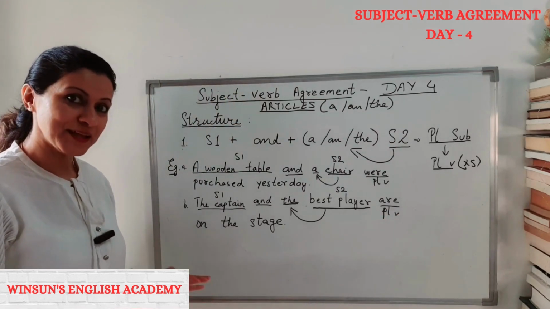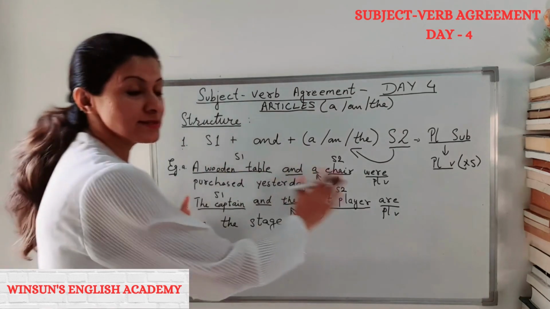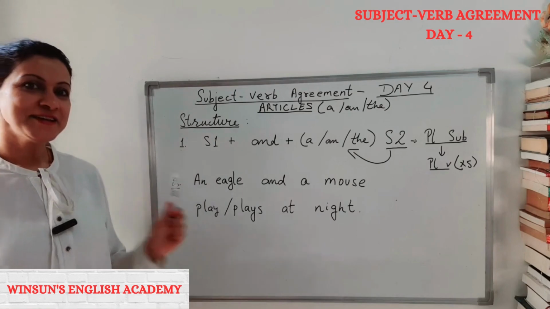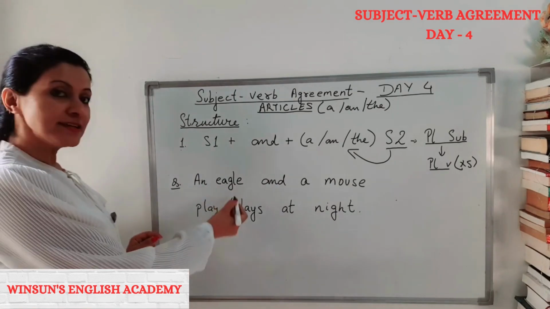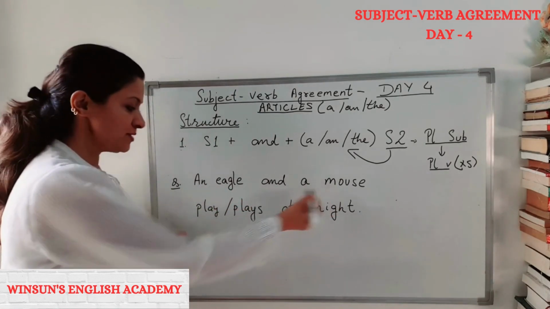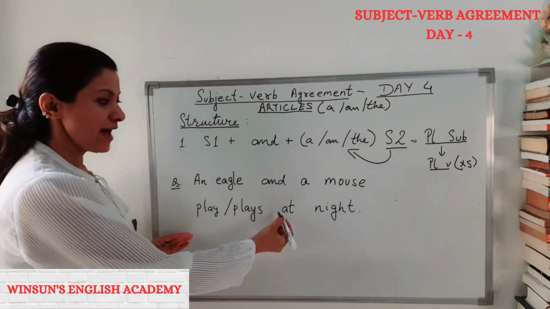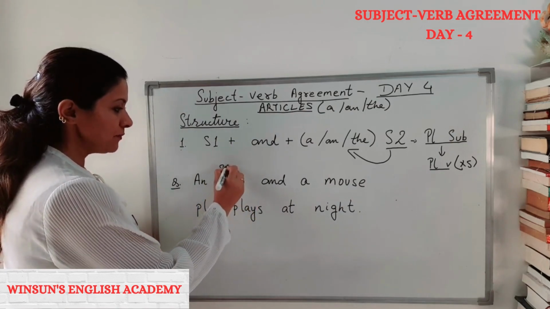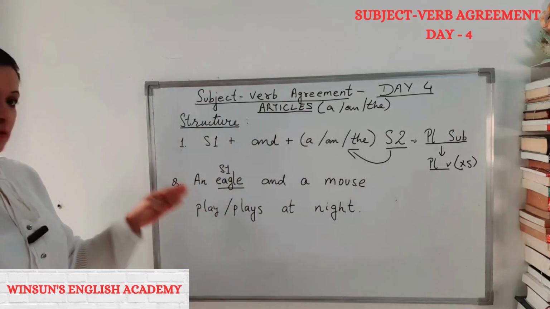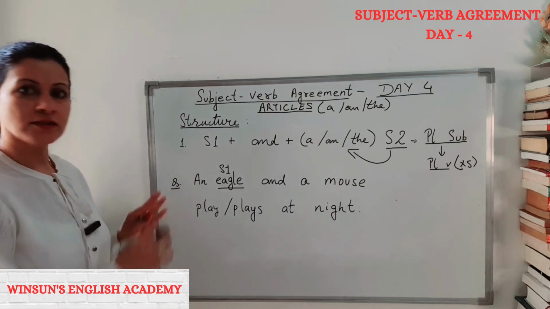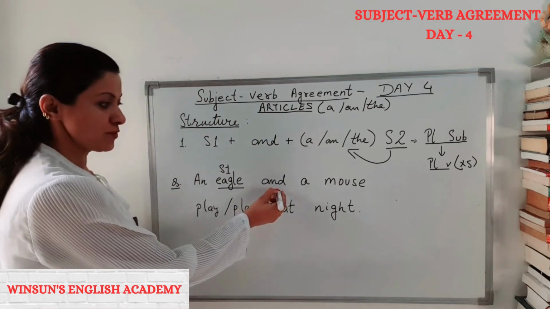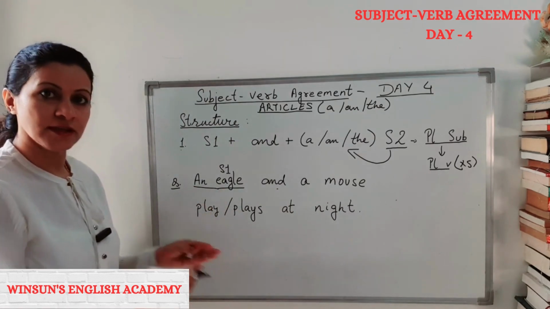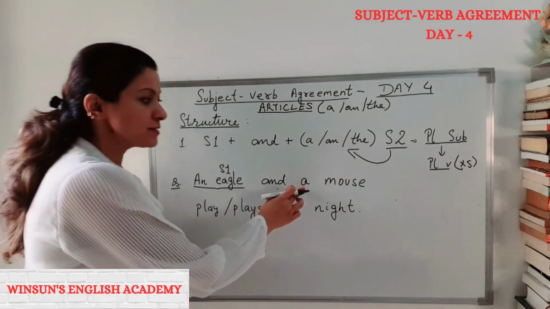Clear? Okay. Now, I'm going to write a sentence on the board and you have to pick the right one. Here's your question. An eagle and a mouse play or plays at night. Now, we have our subject here. Now, you might think, ma'am, there's an article here. That's all right. It's none of our business with the presence of and. So yes, an eagle. We can say an elephant. It's okay. Our concern is this one.